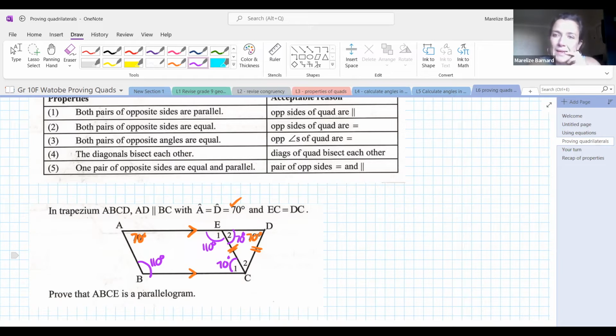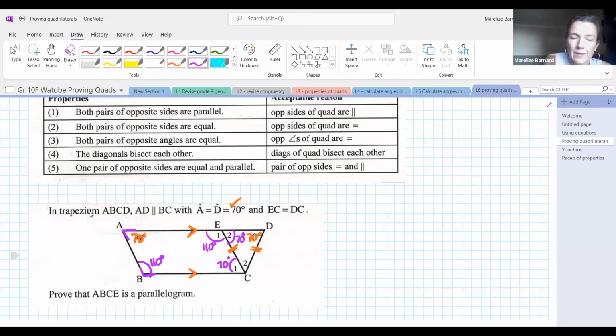Okay. And then Andy, you have your hand up. Andy, you can unmute. Andy, we're waiting for you. Why is angle B equal to 110? Okay, because of co-interior angles. You see that AE is parallel to BC. So they are co-interior, and co-interior angles add up to 180.